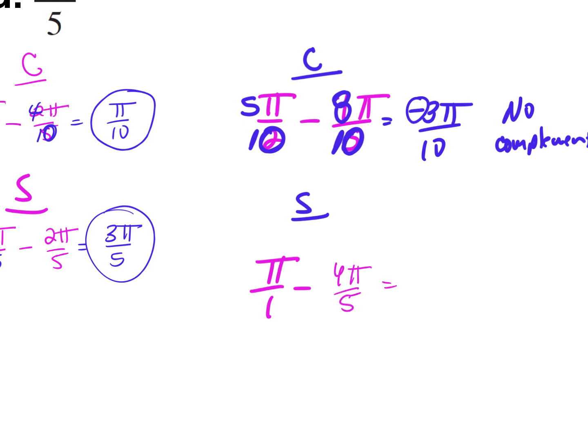Common denominator, 5. So multiply the bottom by 5, then the top. What's 5 pi minus 4 pi? Pi over 5. Perfect. Victoria.